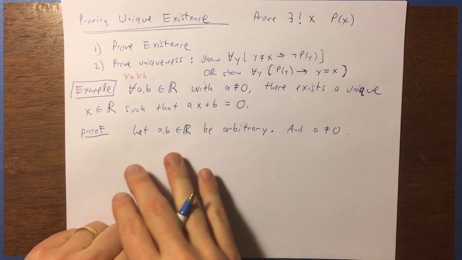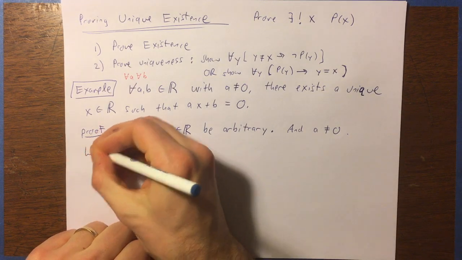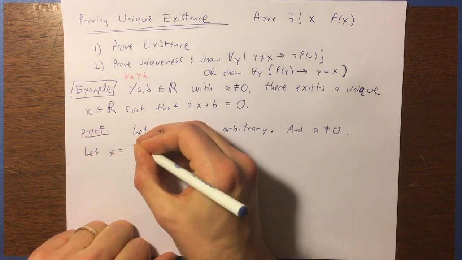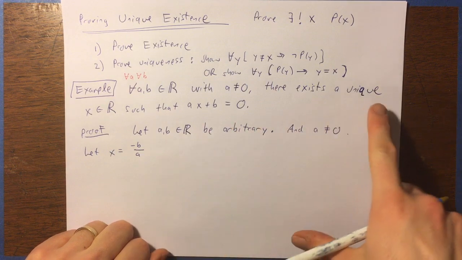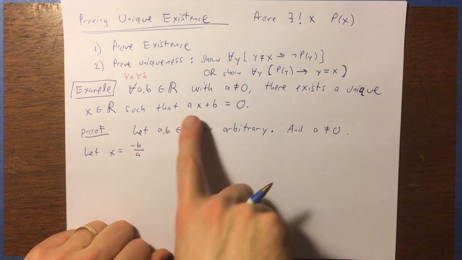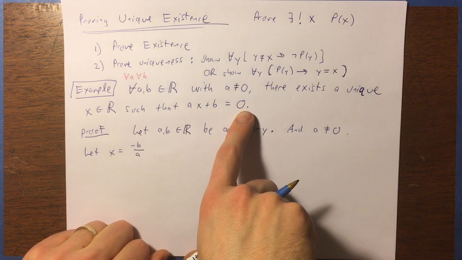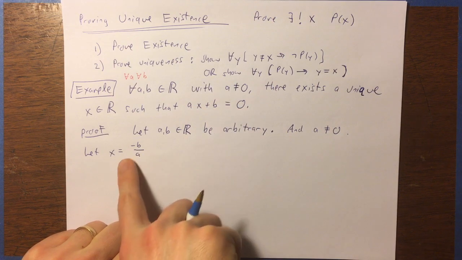So now I'm going to say this. Let x equal negative b divided by a. I'm going to show you that this x satisfies the statement, that if I plug this x into this equation, it will equal 0. Now, how did I come up with that?